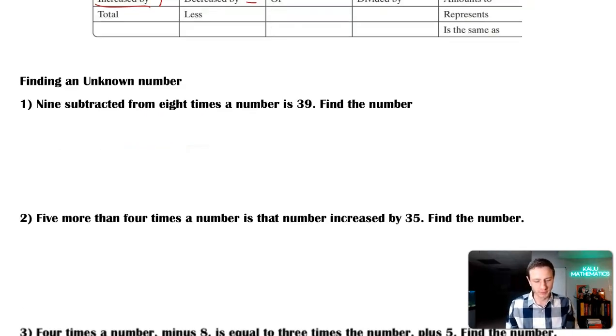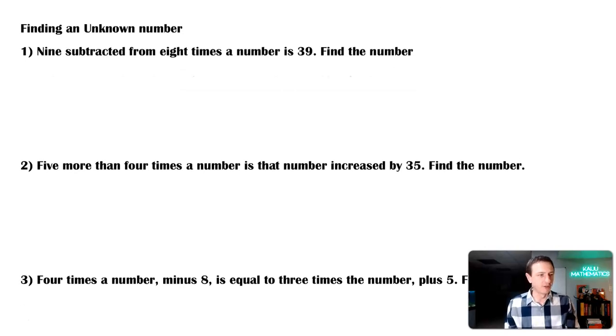So let's go ahead and take a look at some problems. We have finding an unknown number. Number one, 9 subtracted from 8 times a number is 39. Find the number. So we have the number 9 being subtracted from 8 times a number. We have to be careful on how we arrange this. You might think it's either 9 minus 8x or 8x minus 9. Those are the two things that you might think.